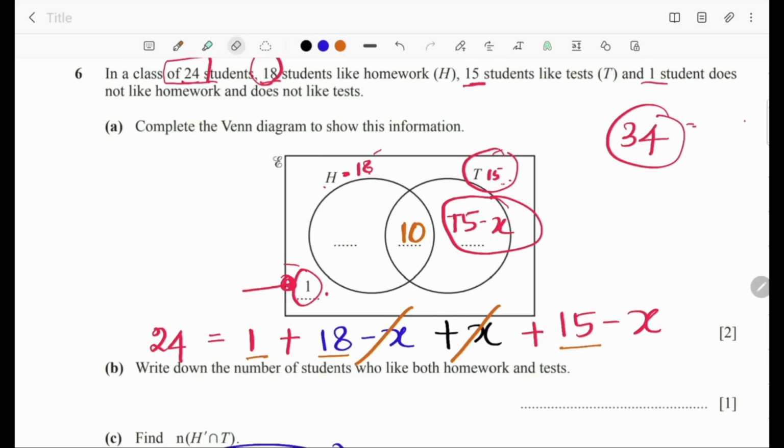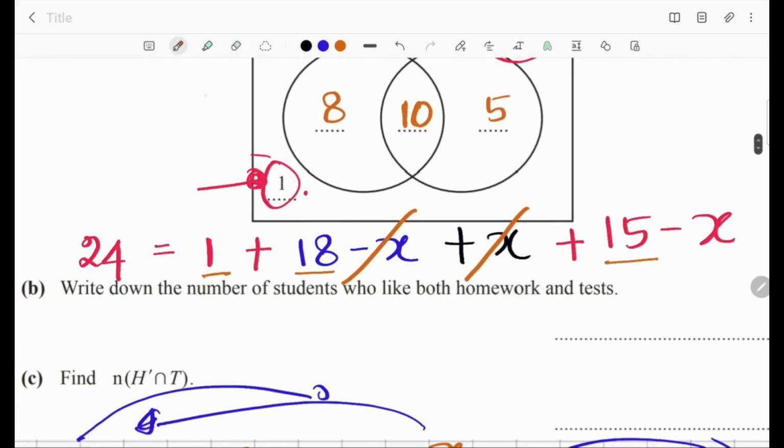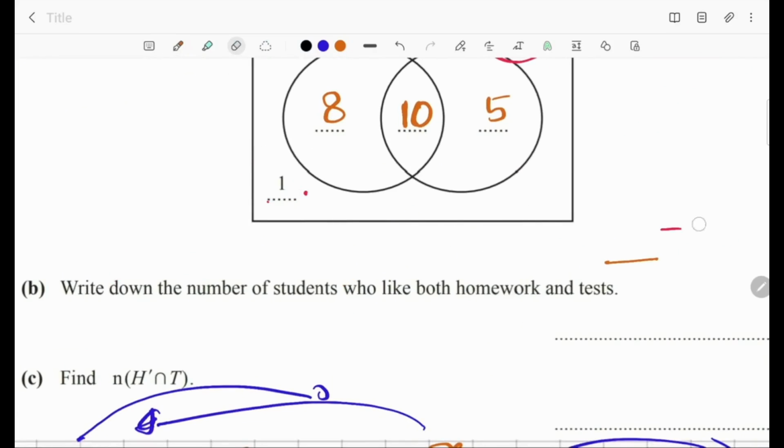So 18 minus x is 18 minus 10. So that is 8. Only 8 comes here. Here 15 minus x, that is 15 minus 10. So 5 comes here. All right. Here we go with the completed Venn diagram.